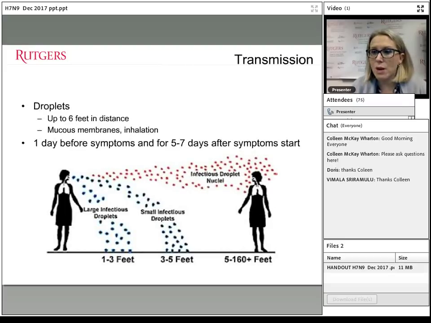Transmission of these viruses, if they are able to transmit from person to person, is the same as normal influenza. There's droplet spread up to 6 feet in distance, so you want to use proper respiratory protection, but also just general hygiene: coughing or sneezing into your elbow, making sure you use a Kleenex and throw it away, washing your hands, and things like that. Transmission can occur 1 day before symptoms and 5 to 7 days after symptoms start, so it is very similar to what we would consider regular influenza.